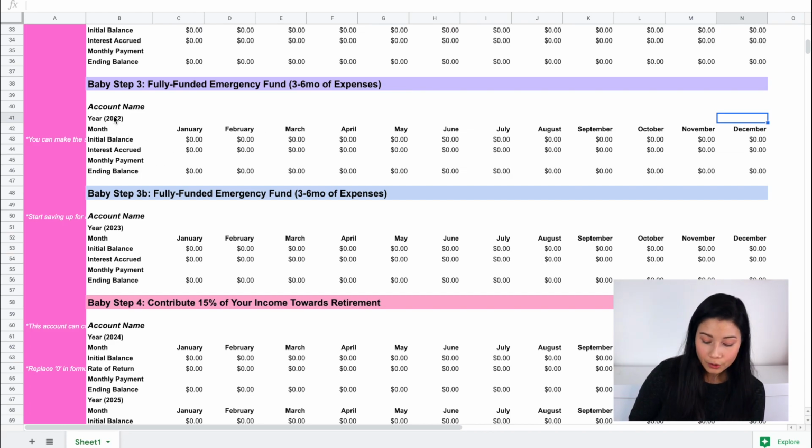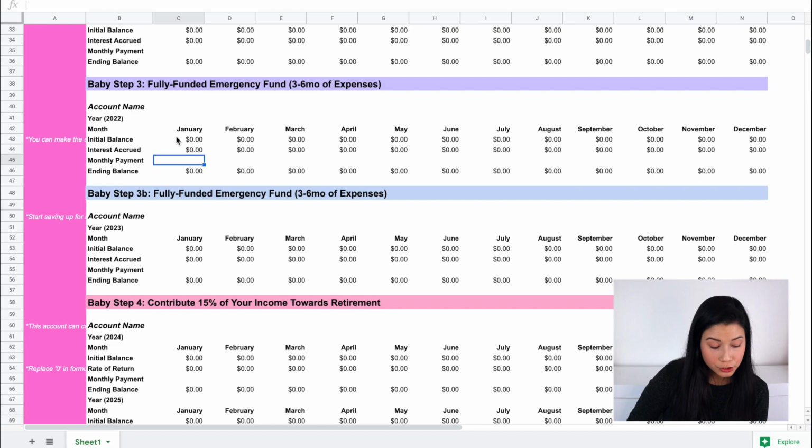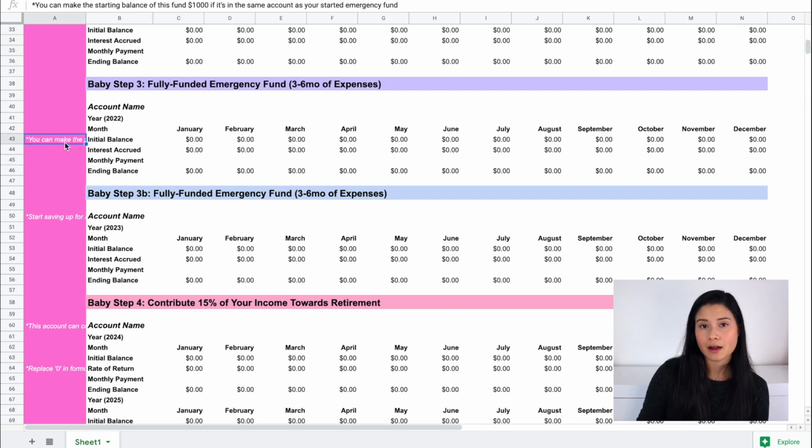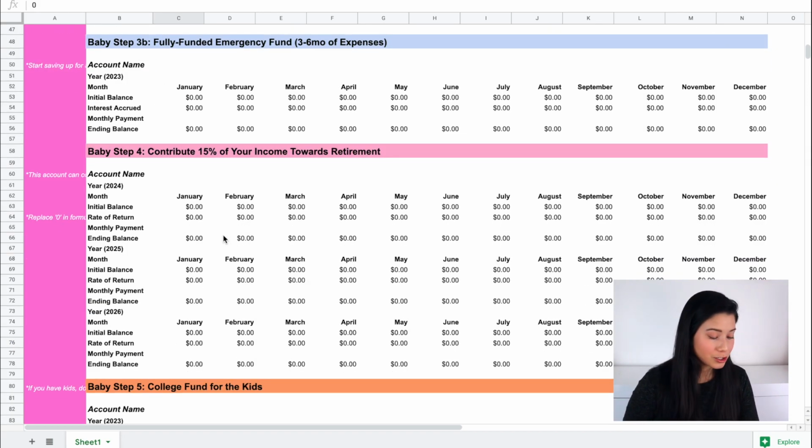and if so, you can just add more rows, and then on the initial balance in January of the following month, you can say, you know, equals the ending balance of December. The other thing I just note here is that since you already have your $1,000 starter emergency fund, you can actually make the initial balance here $1,000, particularly if it's in the same account as your starter emergency fund. You're done with baby step 3, you have your emergency fund.